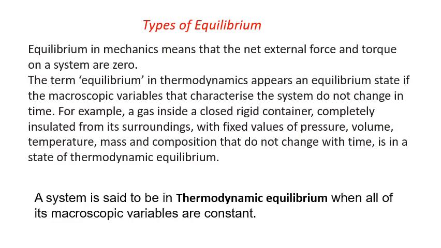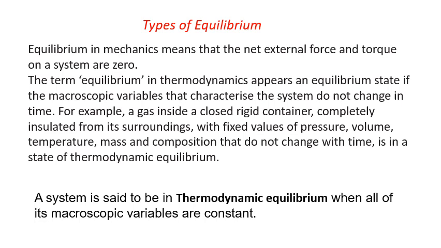Types of equilibrium. In mechanics, equilibrium means the net external force and torque on a system are zero. The term equilibrium in thermodynamics appears as an equilibrium state if the macroscopic variables that characterize the system do not change with time.